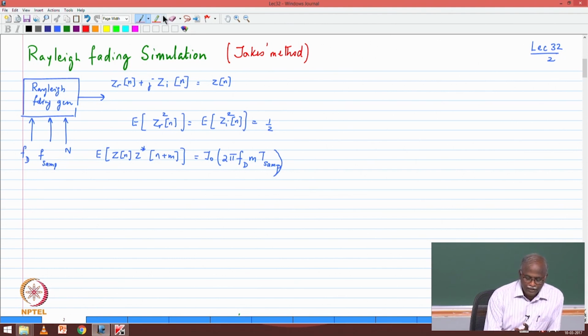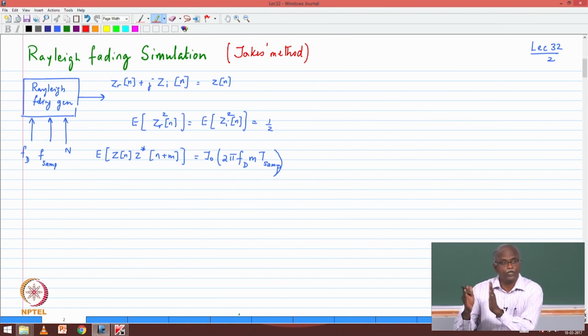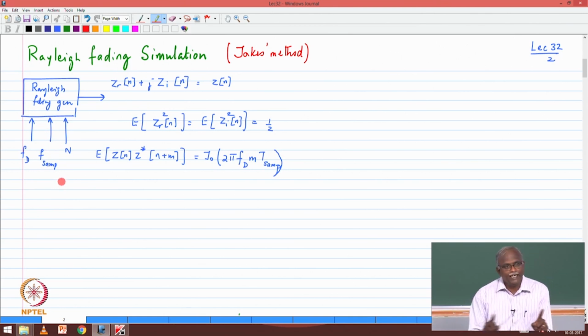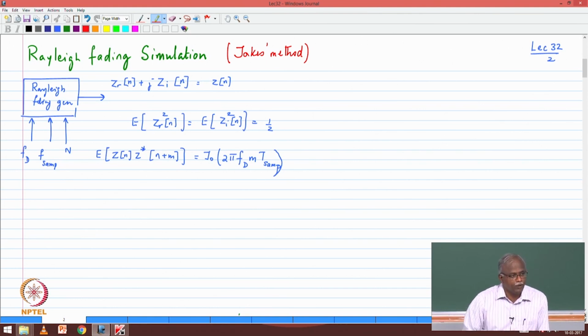So a typical block that implements Jakes model will ask for three inputs. One would be the Doppler frequency. The rate of fading depends on the Doppler. How much correlation is there between successive samples? That depends on the Doppler. It also depends on how finely you are spacing it in time, so the sampling frequency is also very important. And the length of the waveform that you are asking the fading block to generate is also an important parameter.